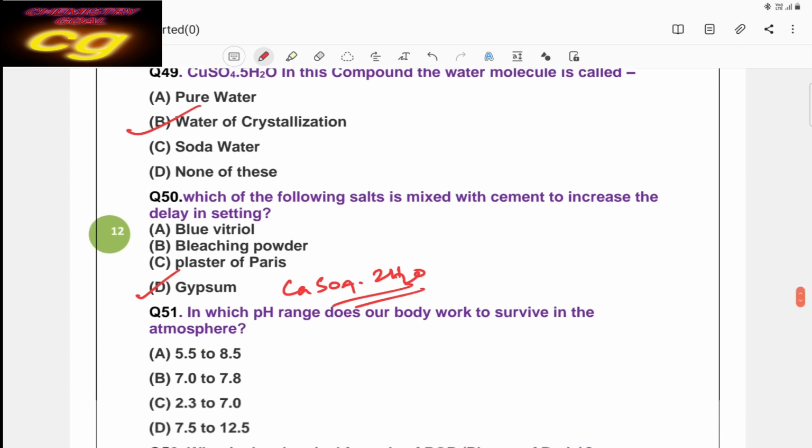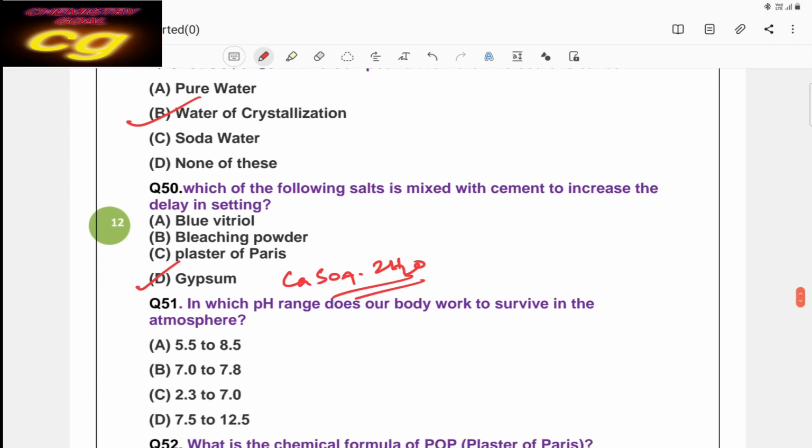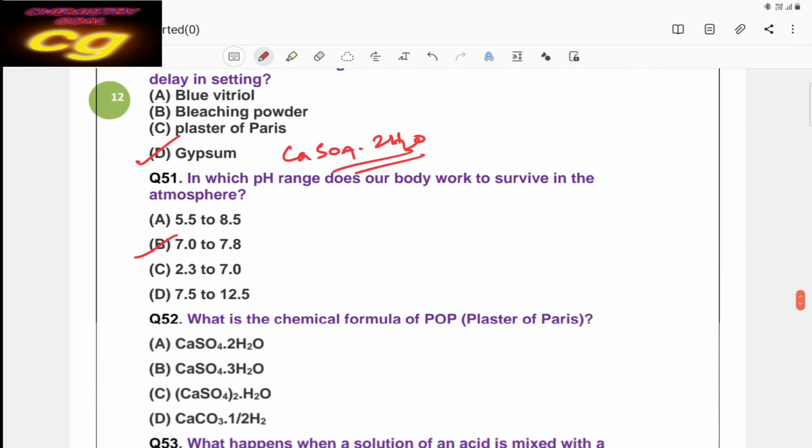In which pH range does our body work to survive in the atmosphere? Generally the body survives in the range 7 to 7.8. In this range, 7 to 7.8 pH, our body survives.